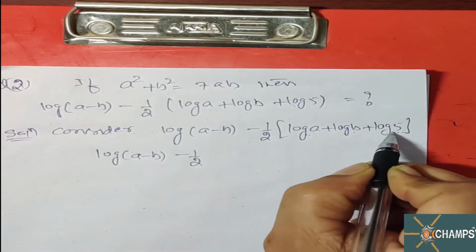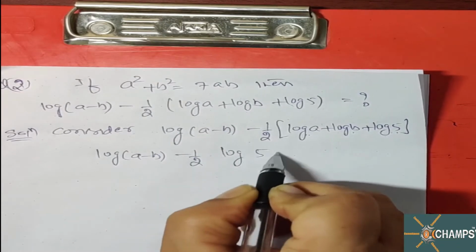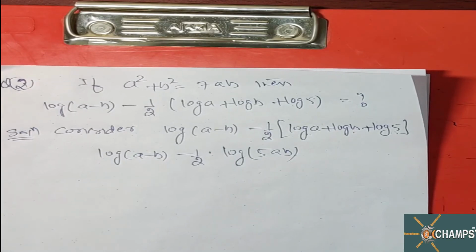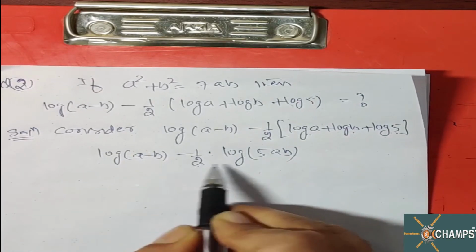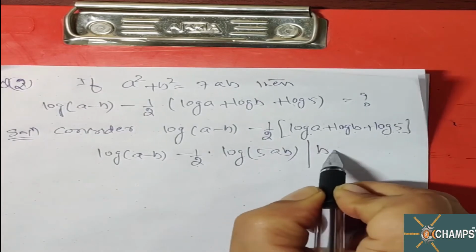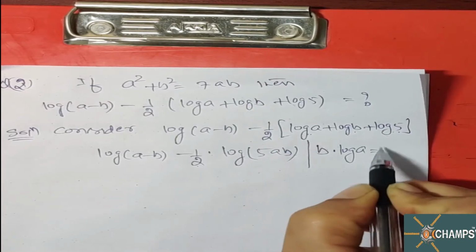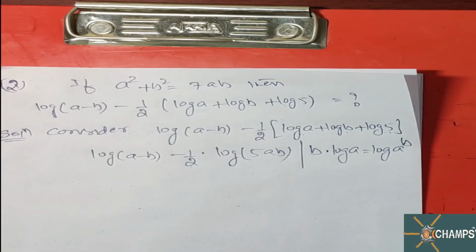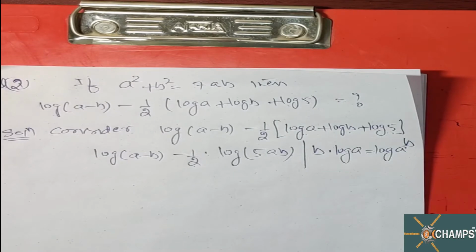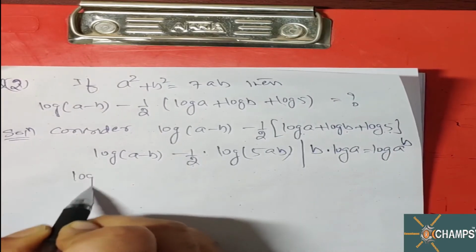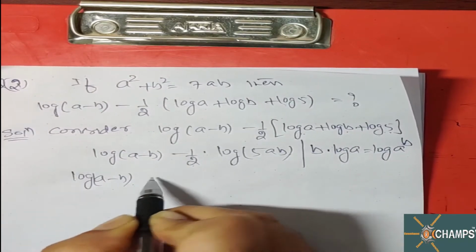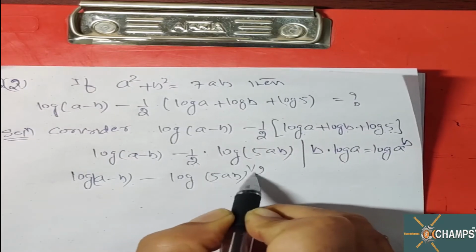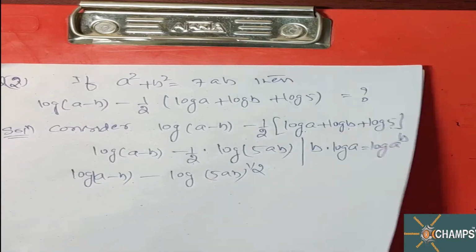Log a plus log b plus log c can be written as log abc. Once again, this is of the type b log a. B into log a can be written as log a power b. So this is equal to log a minus b minus log (5ab) to the power half.